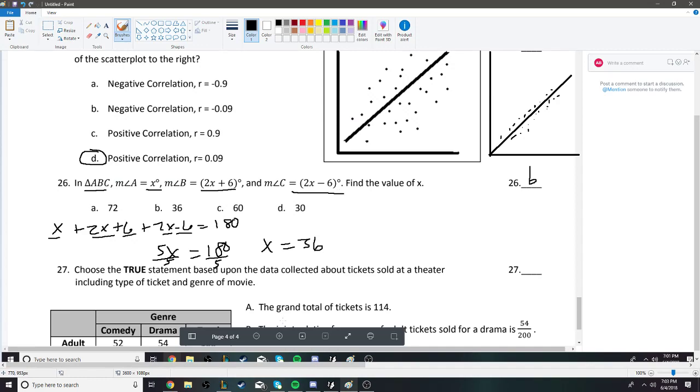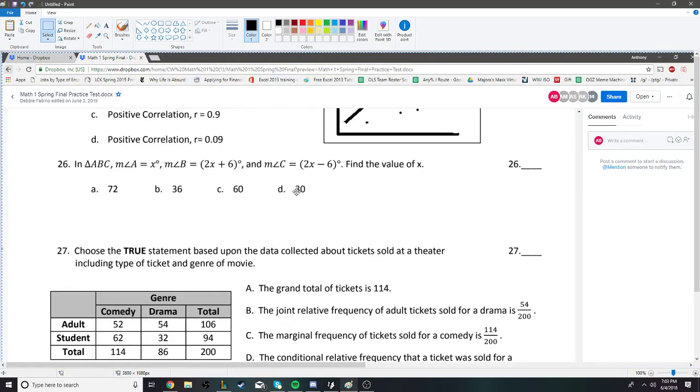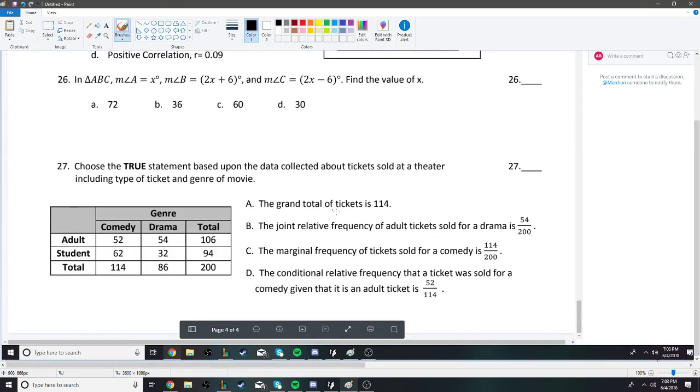And for our last problem, the grand total is down here in the bottom right, so it's not A. Joint relative frequency of adults sold for a drama. So adults, drama are 54. Since it says relative, you must divide by the grand total of 200. So your answer is B.